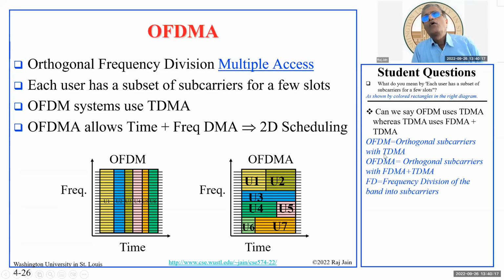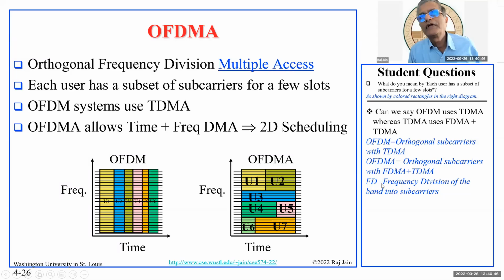So OFDMA is orthogonal subcarrier with FDMA and TDMA. Now, TDMA is not FDMA plus TDMA. OFDMA is FDMA plus TDMA. So I think you probably, in a hurry, forgot to put here OFDMA. Because there's no TDMA in this slide. There's a TDMA here, but it says whatever. So OFDMA uses TDMA and FDMA, but the key thing is that the subcarriers are orthogonal, multiple subcarriers and orthogonal.